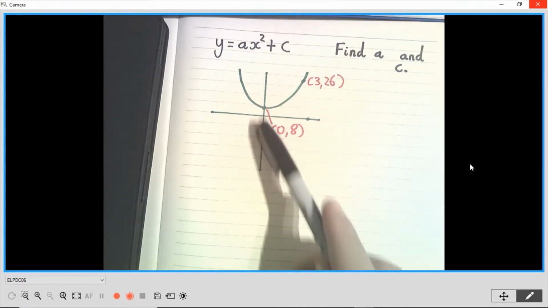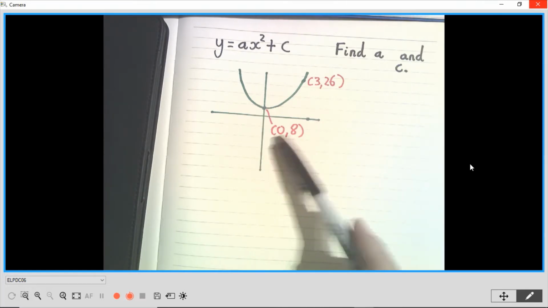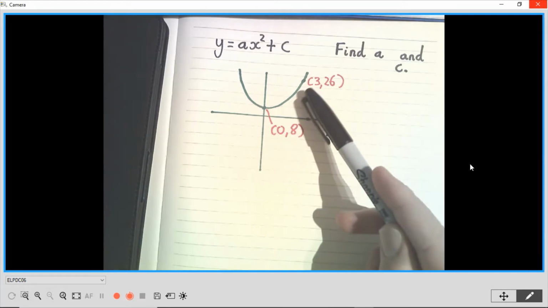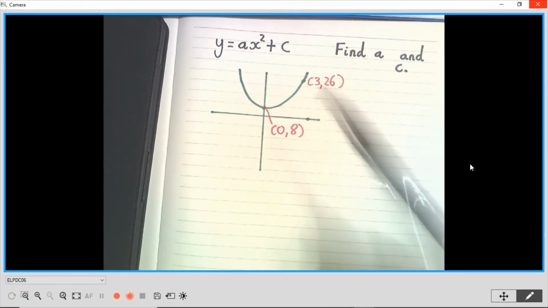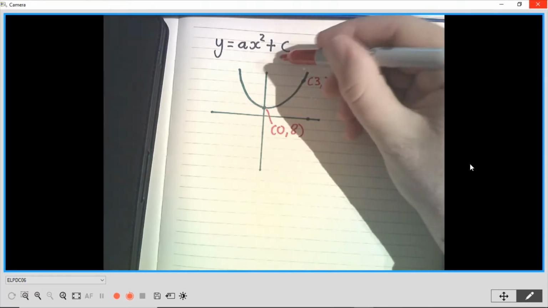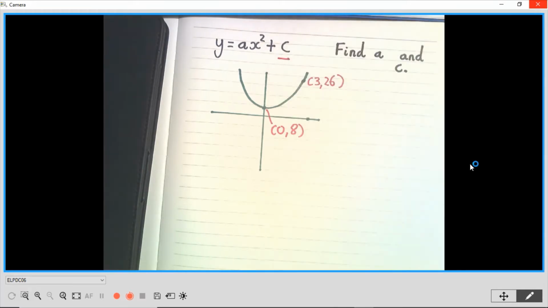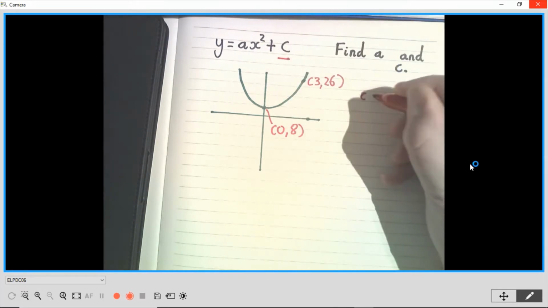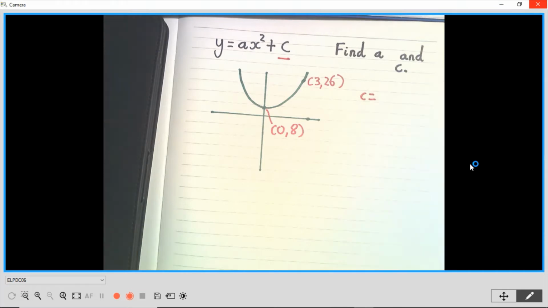We can see this point here is the point (0, 8). And we can see this point here is the point (3, 26). So we need to find out the values A and C. So remember what we know. We know that the value of C is the y-intercept. C is where this line crosses the y-axis.